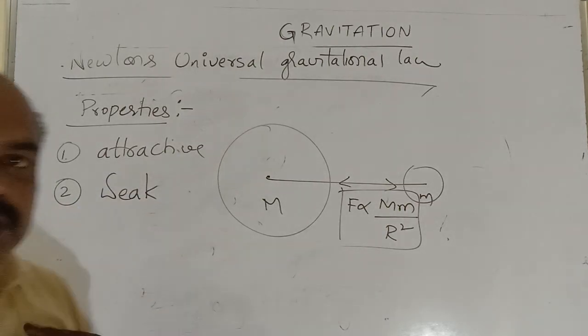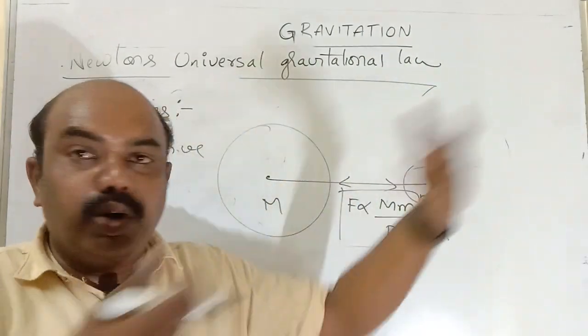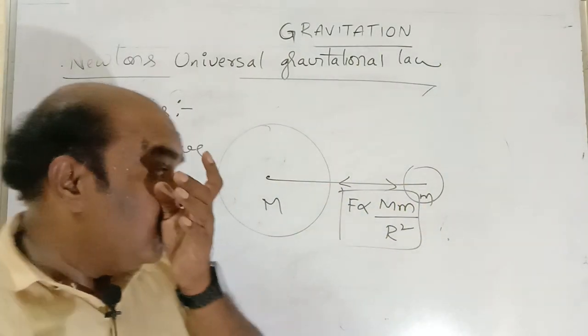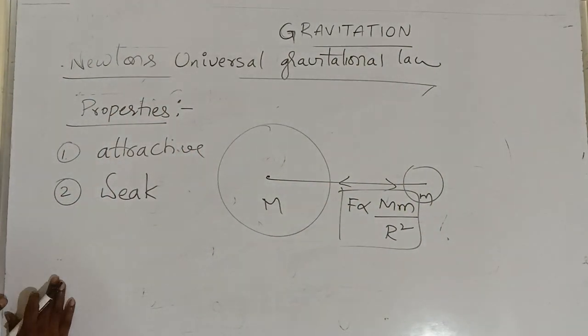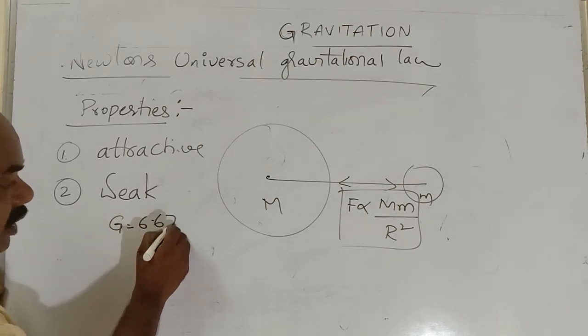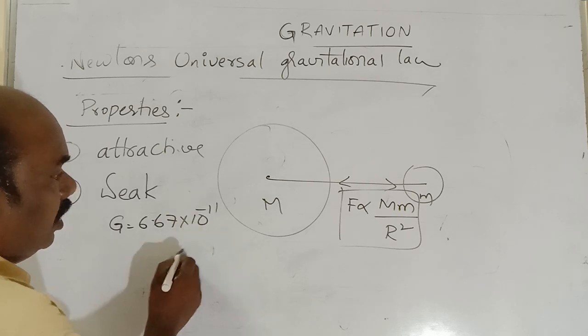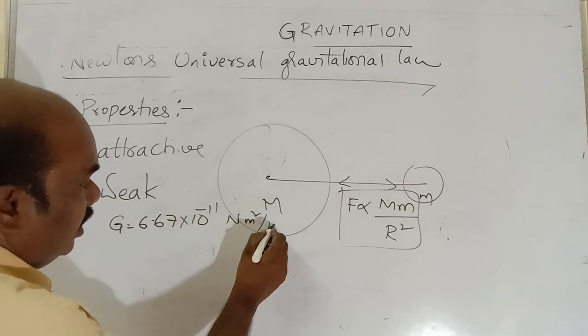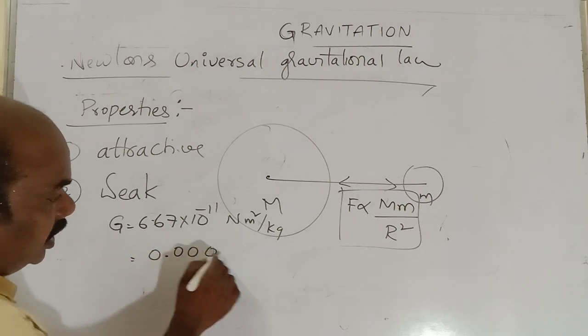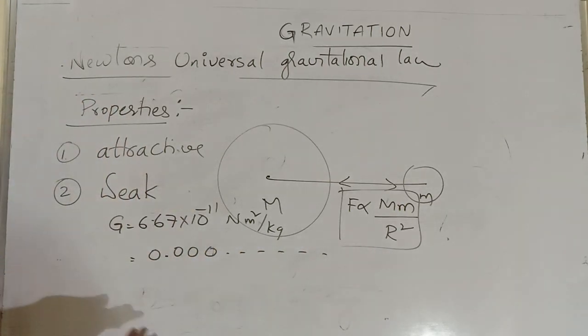If it were a strong force, we would be attracted towards the building, we would hit the building, and we would die. That is not happening. That is why gravitational force is a weak force. Why? Because, as I already told you, capital G value is 6.67 times 10 power minus 11 N m square per kg square. What does it mean? After the decimal point you have to put 10 zeros and then 1, 2, 3, 4 like this. Imagine how small it is.